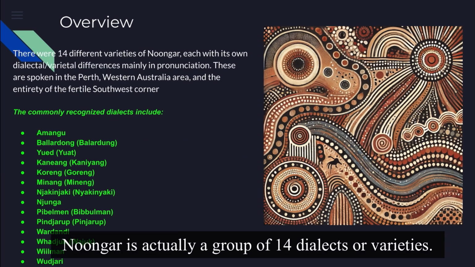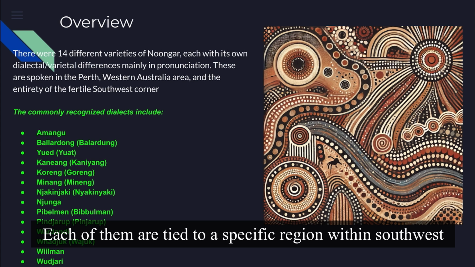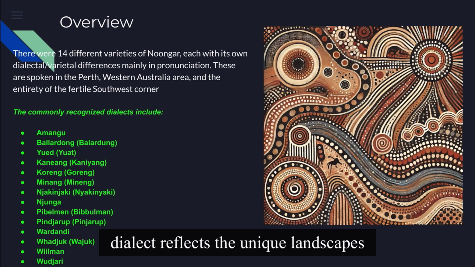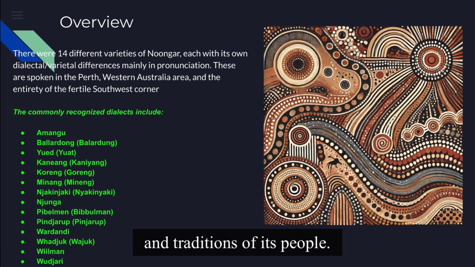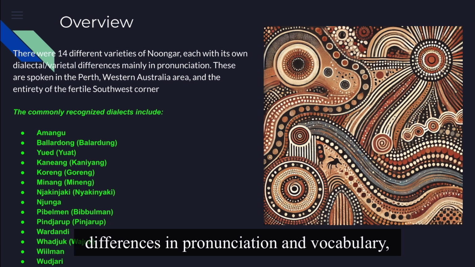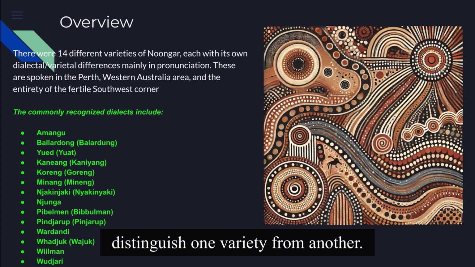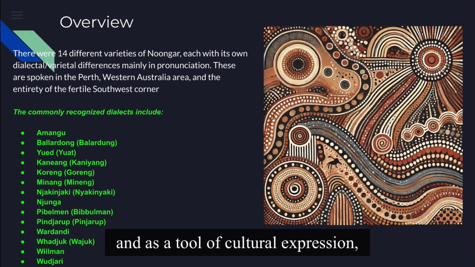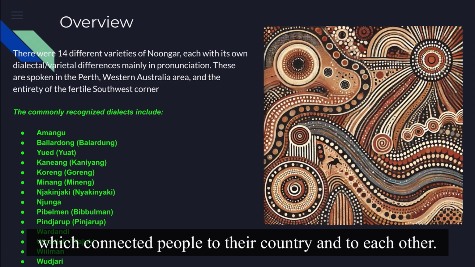Noongar is actually a group of 14 dialects or varieties. Each of them are tied to a specific region within southwest Australia, from Ballardong in the wheat belt to Minong near Albany. Each dialect reflects the unique landscapes and traditions of its people. Although they share a common linguistic core, subtle differences in pronunciation and vocabulary distinguish one variety from another. Historically, Noongar served as both a language of daily life and as a tool of cultural expression, which connected people to their country and to each other.